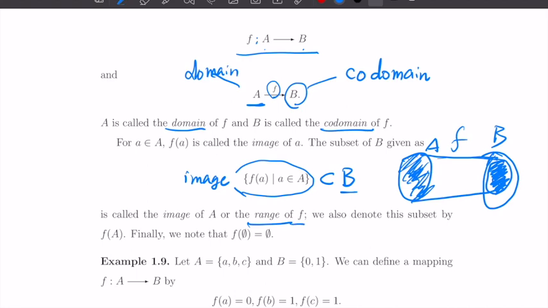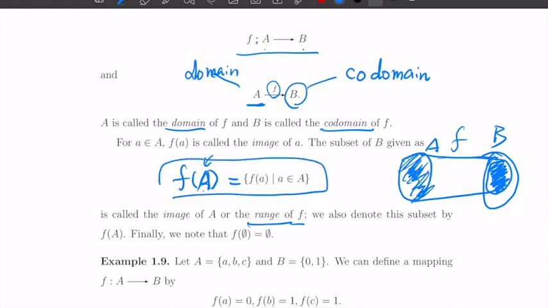Okay, and we write this as F of A. Okay, so this is a set. It's not a value. It's not an element of A, but it's an entire set. So this is just a notation of this set.